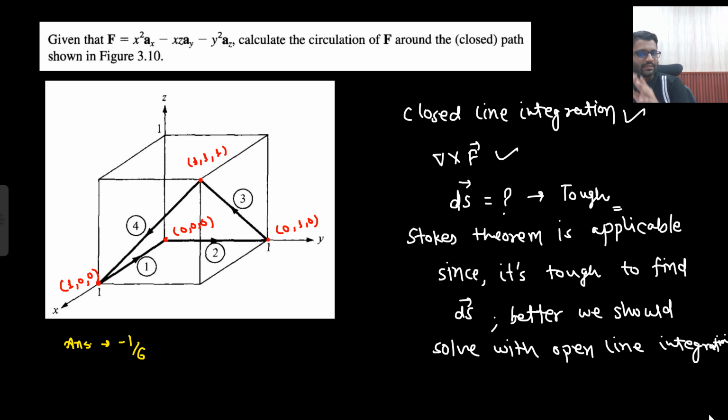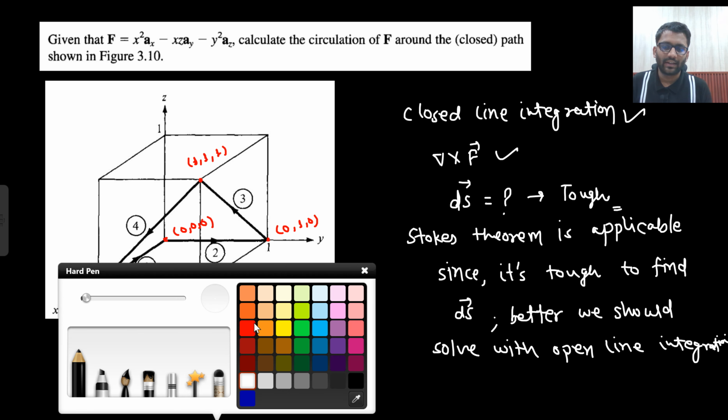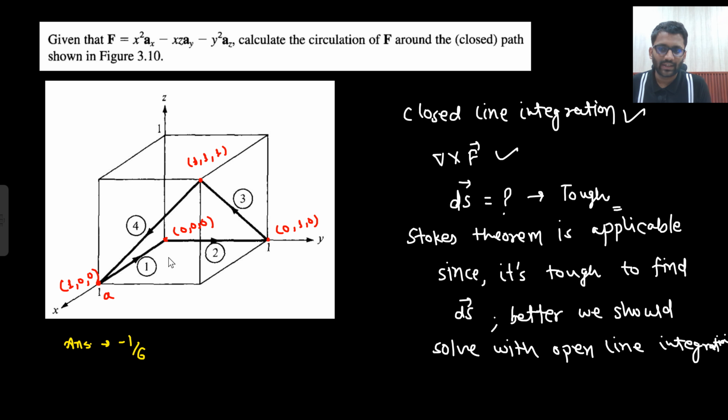Okay, so yes, the theorem is applicable, but the closed line is enclosing that kind of area which is very tough to find. So that's why I will use line integration here. From where to where will I walk? Let's just say this point is A. That's why I said that sometimes the theorem will be applicable, but again you will not be able to find ds.